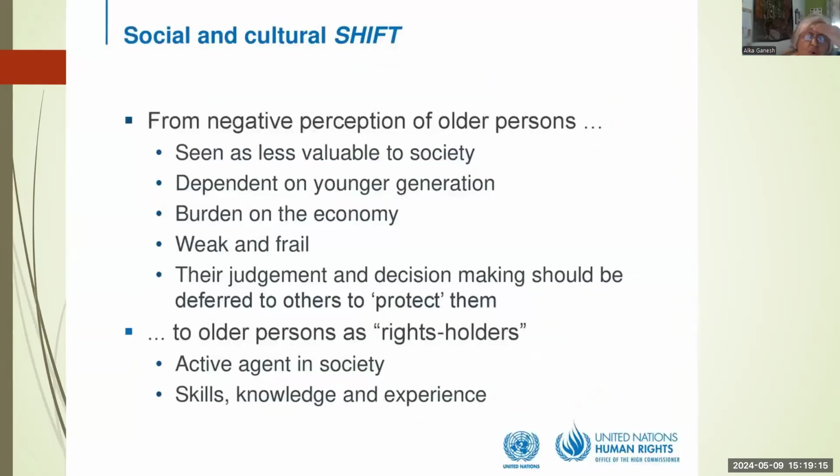So if all that happens, if a person can age actively, we can remove the negative perception of older people. We perceive them as less valuable to society. We feel that they're dependent on the younger generation. They don't contribute to the economy, so they're a burden, they're non-productive members of society. Of course, their contribution will come down, but can it be different? They are seen as weak and frail. Their judgment and decision-making is not good enough, so they need to be protected.